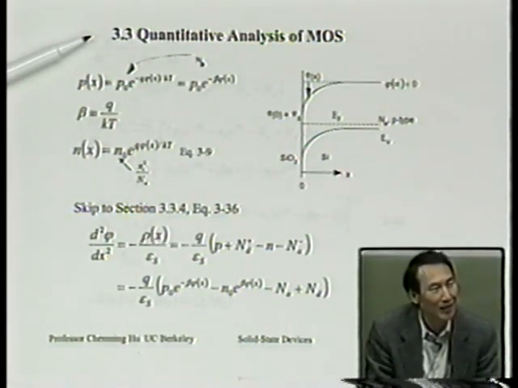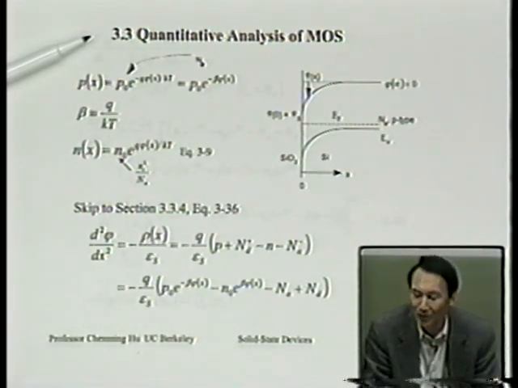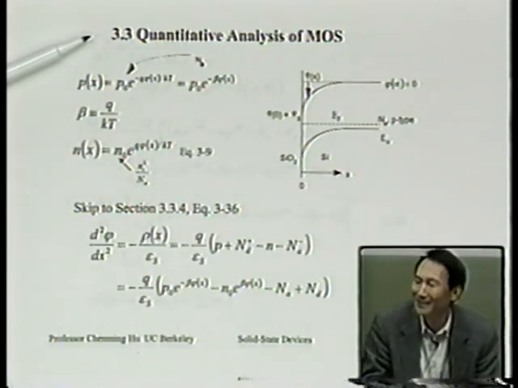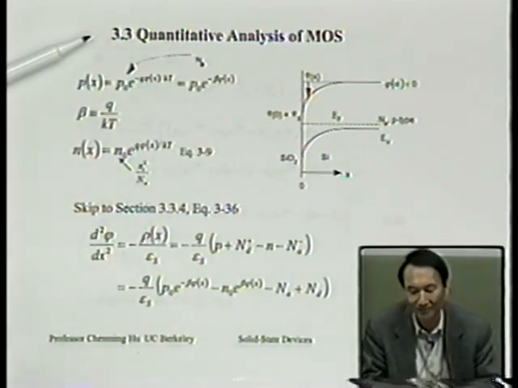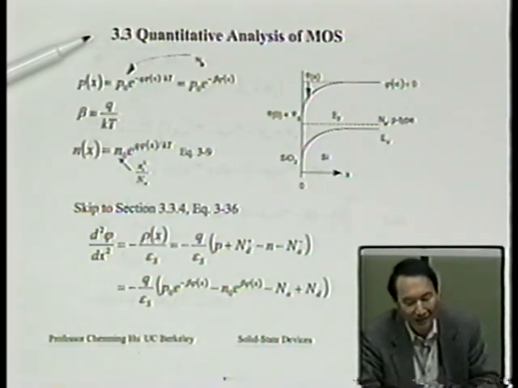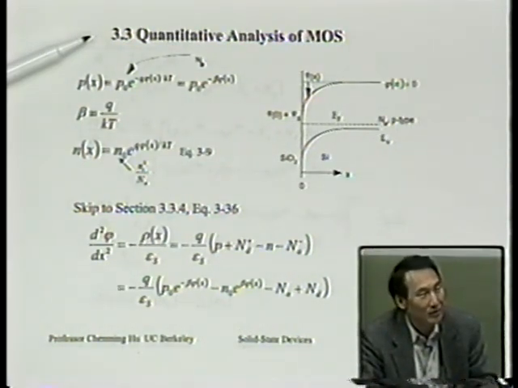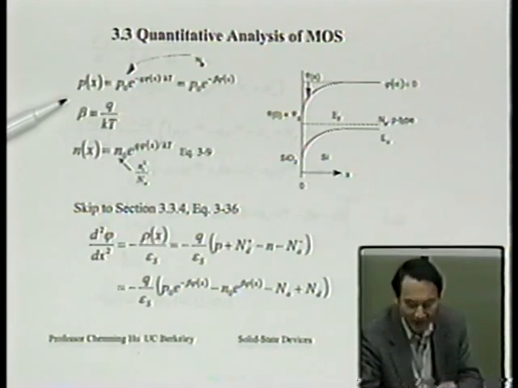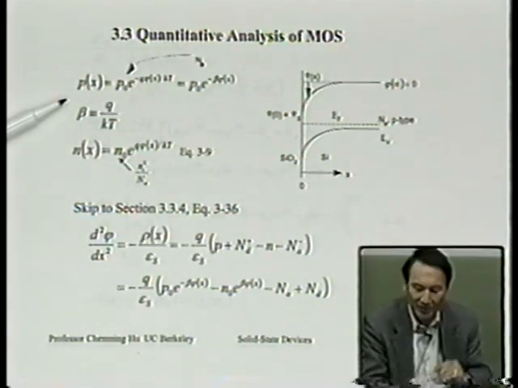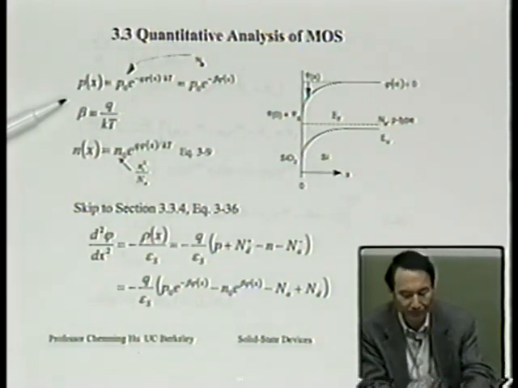It's not going to be piecewise, separated between inversion, accumulation and depletion regions. We're going to see some subtleties from this more quantitative analysis. So the starting point is the Poisson equation.